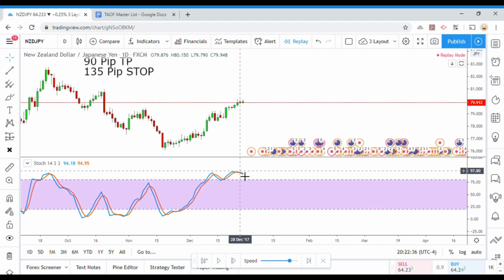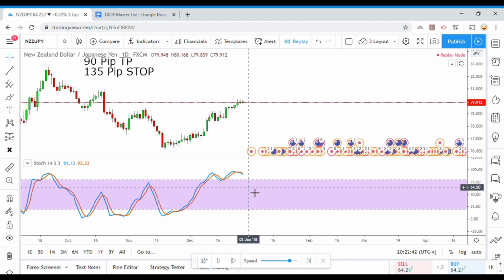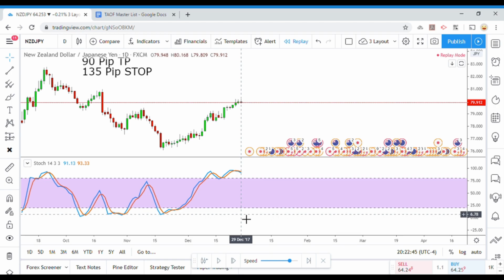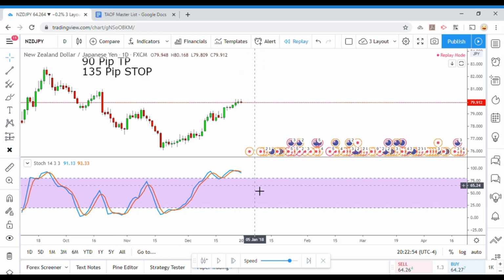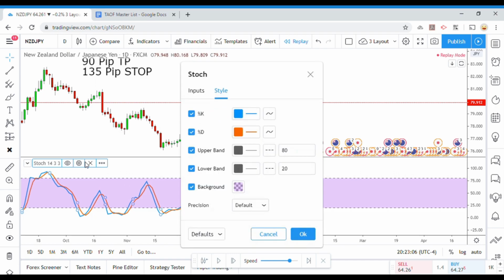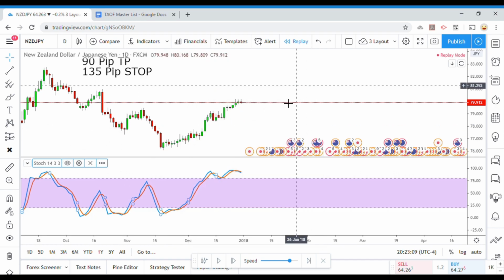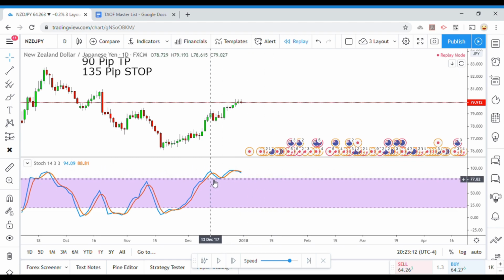Once the stochastic has gone up into overbought, you wait for it to come back down and cross back under the 80 for a sell signal, or it would go down under the 20 and cross back up and come back over the 20 for a buy signal. Some people will say to trade it when the D and the K line cross. That's your signal to go long, go short.